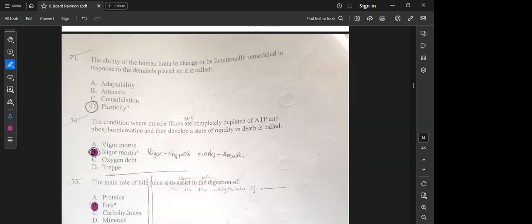The ability of the human brain to change or be functionally remodeled in response to the demand placed on it is called plasticity.